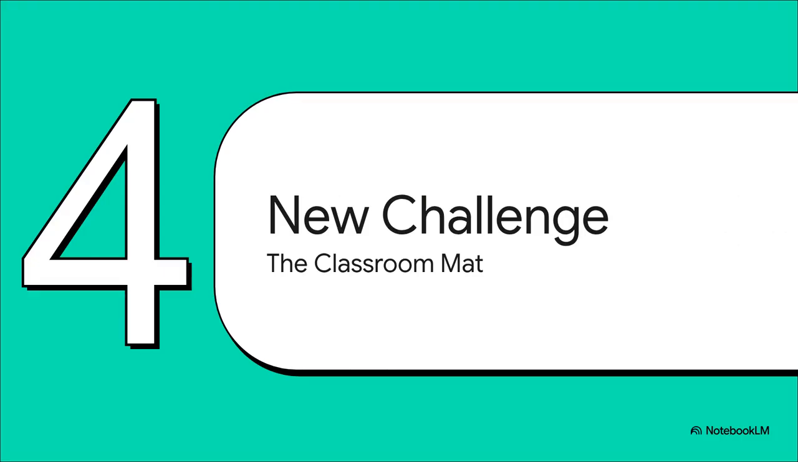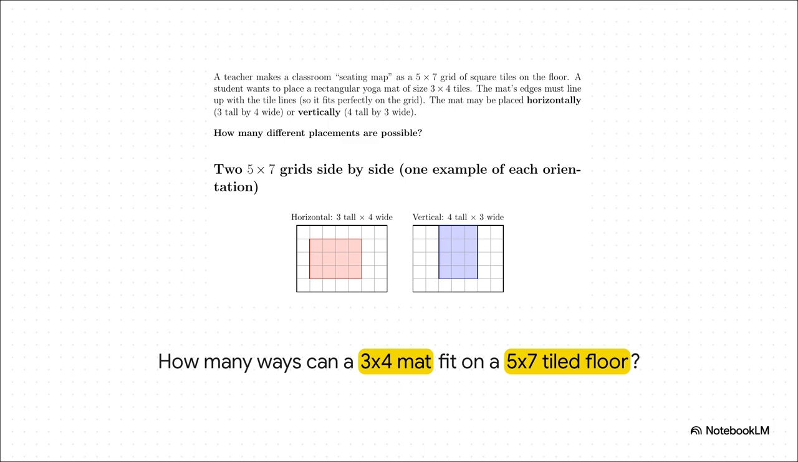So that combination trick was pretty slick for our grid problem, right? But the true art of counting is knowing you have different tools in your toolbox. Let's try a new challenge that needs a totally different but just as clever strategy. Okay, picture this. You're in a classroom, and the floor is covered in a 5x7 grid of tiles. You've got a 3x4 yoga mat. Now, you can lay it down horizontally as a 3x4, or you can turn it on its side and lay it down vertically as a 4x3. The question is, how many different ways can you place that mat on the floor?